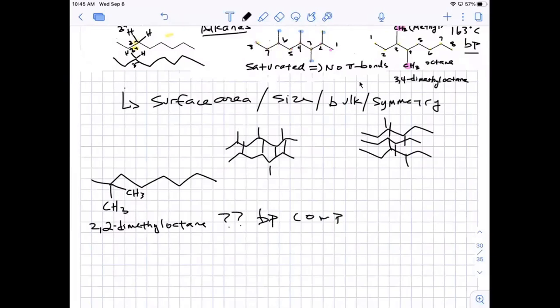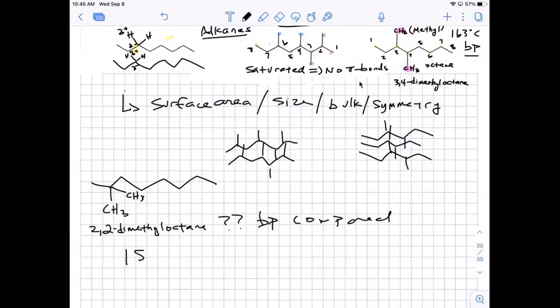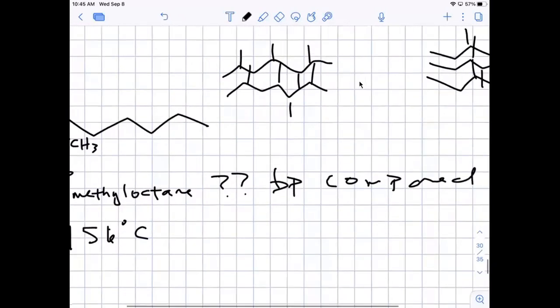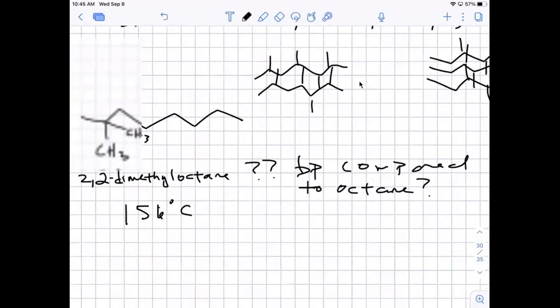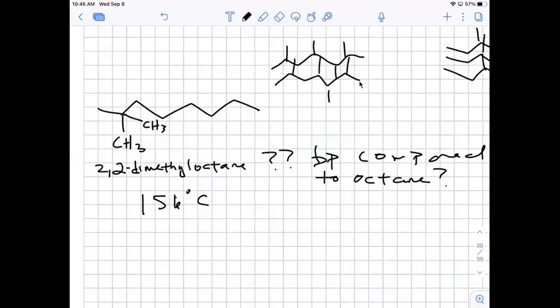I got 156.1 degrees Celsius. Okay. So 156 degrees Celsius. So again, you probably have a similar phenomenon happening there too, with the 2,2-dimethyl octane. Again, there's symmetry on that one carbon, and that's going to allow for those molecules to pack better.